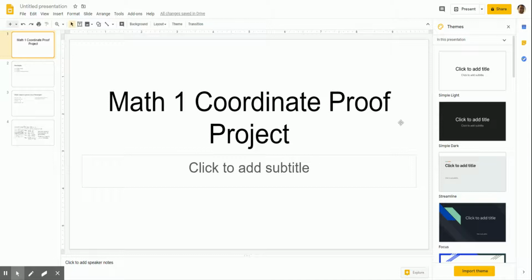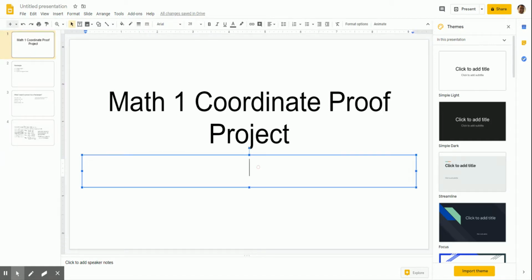All right, guys. So I'm just going to go over what the project's going to look like. You're going to be using Google Sheets or some sort of PowerPoint, and you're going to name it Math One Coordinate Proof Project. I'm going to write down Mr. Galang, and basically each section is going to be a certain shape.